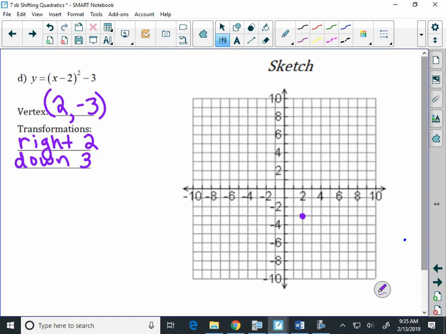From that point, we go 1 space to the right and 1 up. 2 spaces to the right and 1, 2, 3, 4 up. Again, you're counting from the vertex. So we go 1 space to the left and 1 up. 2 spaces to the left and 1, 2, 3, 4 up. And here's our graph of our quadratic, also known as a parabola.